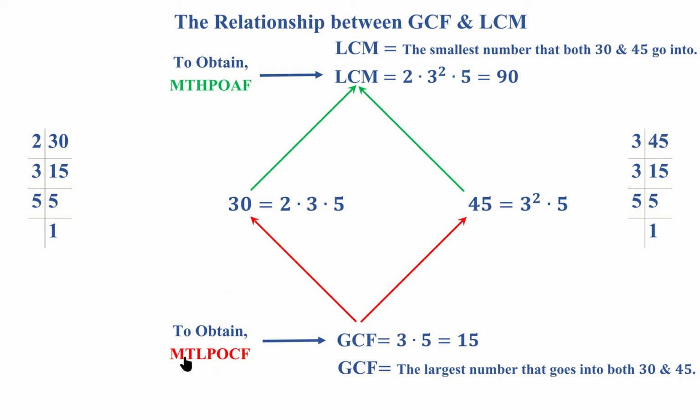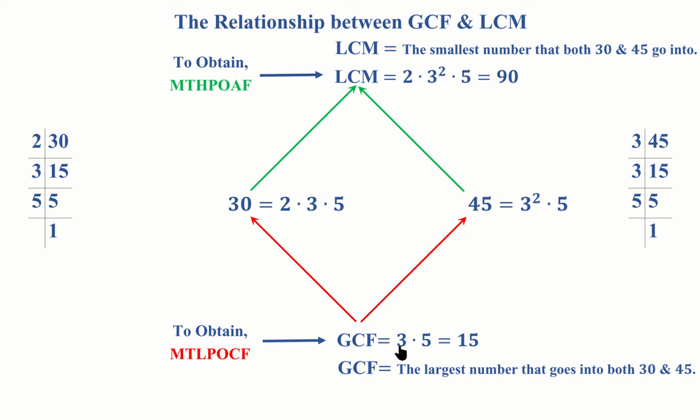For the GCF, we're going to multiply the lowest powers of the common factors, and for the LCM, we're going to multiply the highest power of all the factors, because remember, that's got to be big enough for all the numbers to go into. This one can't be too big. It has to only contain common factors, because otherwise it won't go into one or the other.